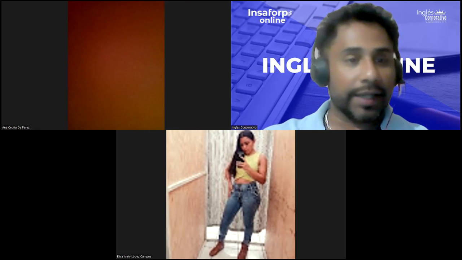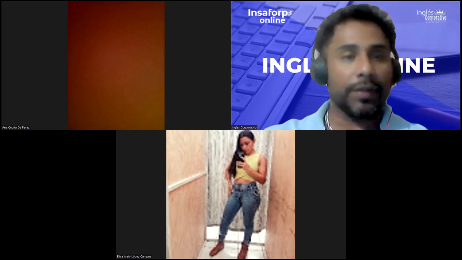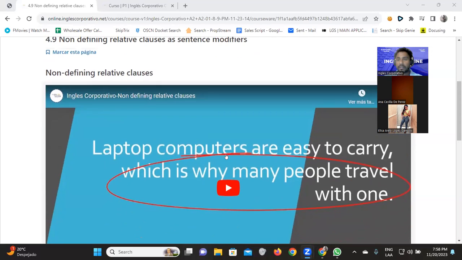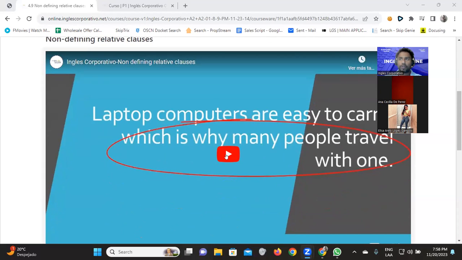All right, so let's go ahead and take a look at the first activity, which is coming from non-defining relative clauses. This is the activity that we were looking at in the previous class. I don't know if you remember. What do you remember about the previous class?